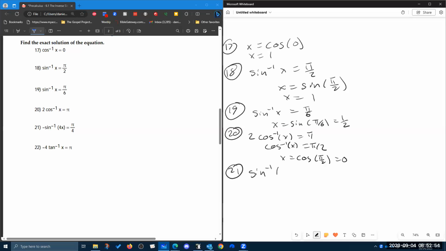Sine of 4x is equal to pi over 4. So 4x is equal to sine pi over 4. So 4x is equal to root 2 over 2. And x is equal to root 2 over 8.